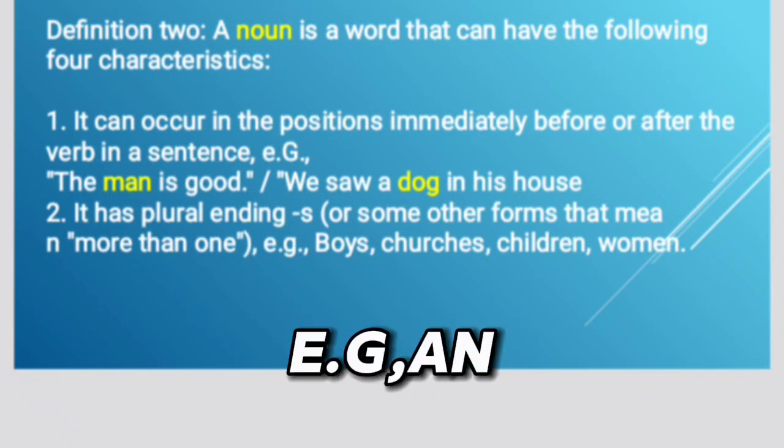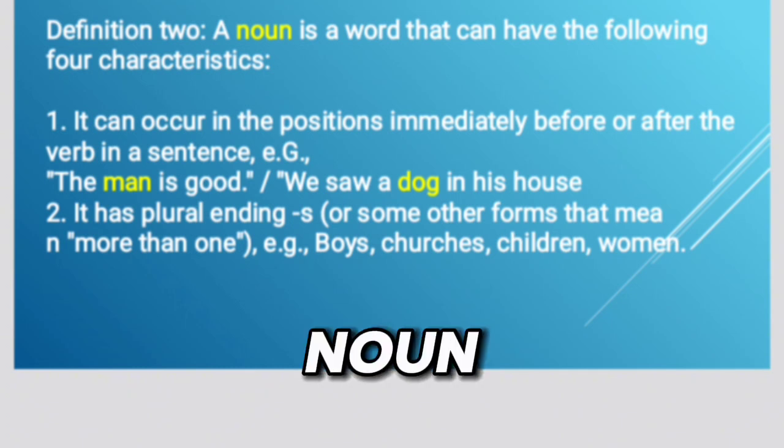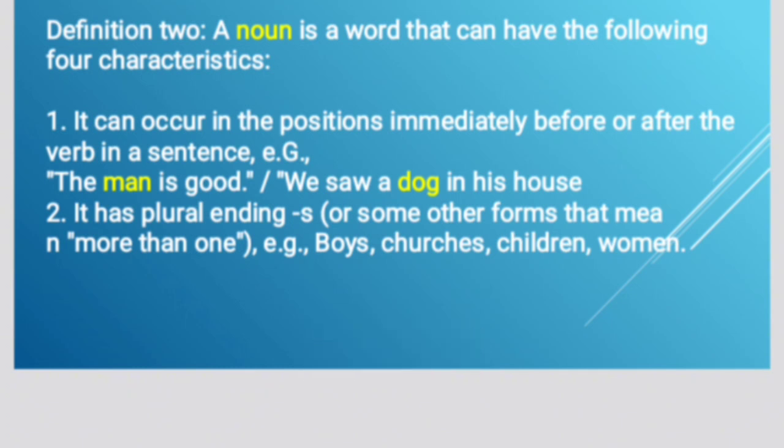For example, the man is good. The man is a noun, then is a verb. Then, we saw a dog in his house. Dog is a noun, while saw is a verb, and dog is after the verb saw, so it is the object of the verb. So that's why we say that a noun can either occur before or after a verb.